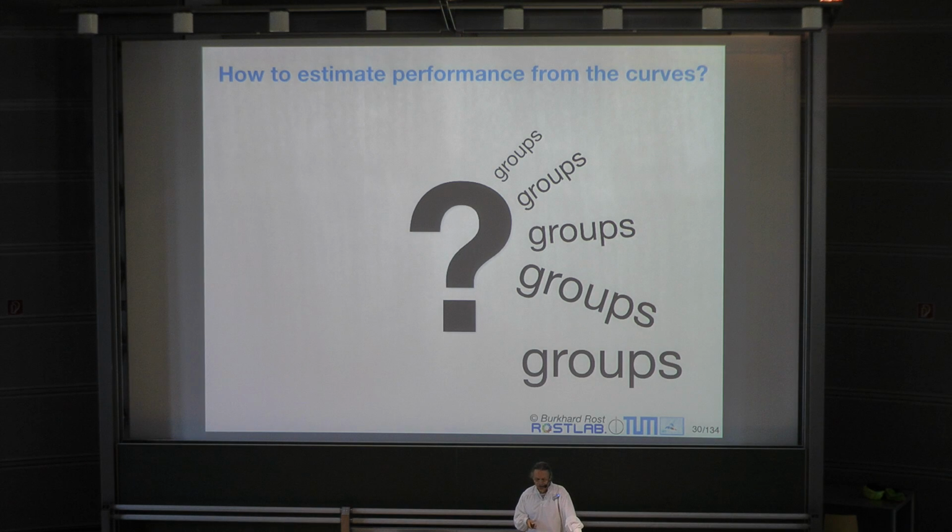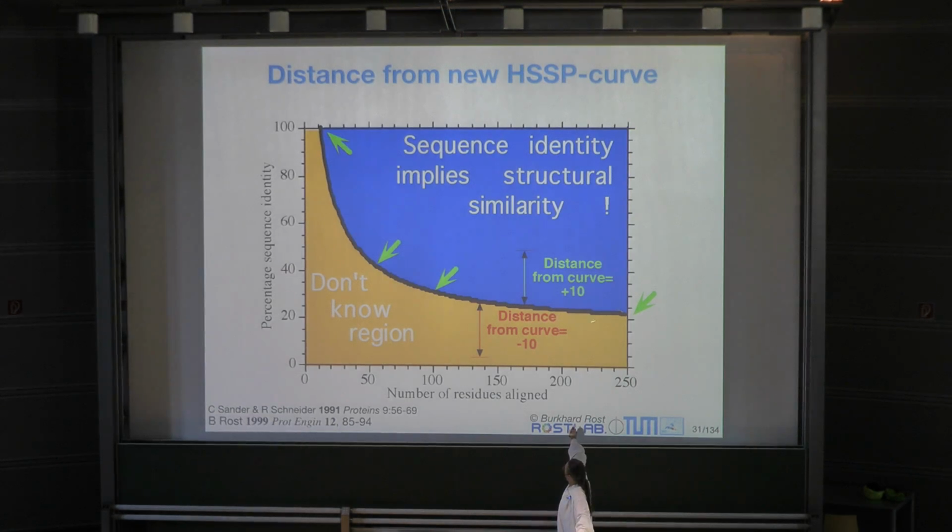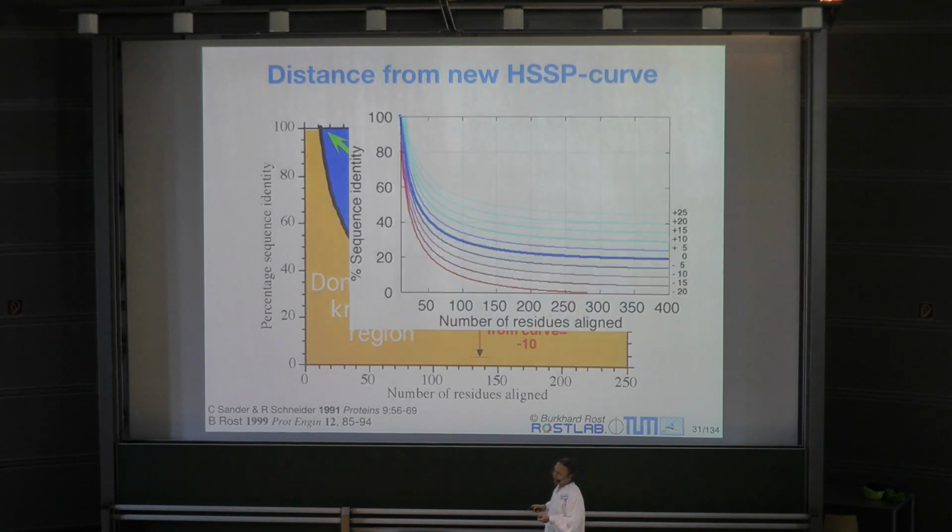And one way of counting is we take this curve here and now compute a distance from this curve. There's a distance in blue here above the curve, and red is the distance below the curve. So you plus 5, so you shift the line by 5, 10, and so forth, right? So the further away from the curve, the closer you essentially are to 100% sequence identity.